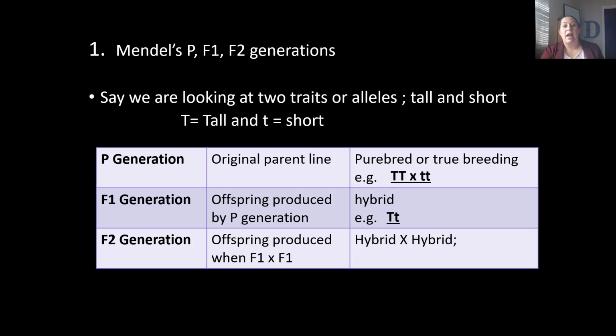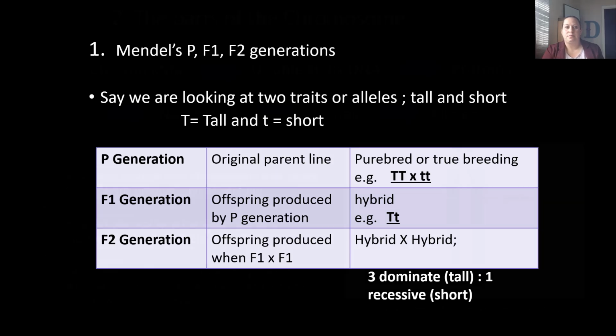Okay, so now what he did is he took two of the plants from that F1 generation and he mated them. So a hybrid crossed with another hybrid. When this happened, he found that three came out as dominant or tall and one came out short. Okay, and so this told him that the recessive trait was still present. It was just being hidden in that F1 generation. It just didn't go away completely.